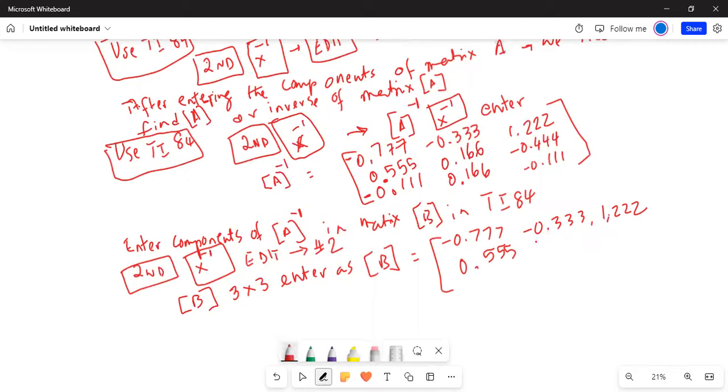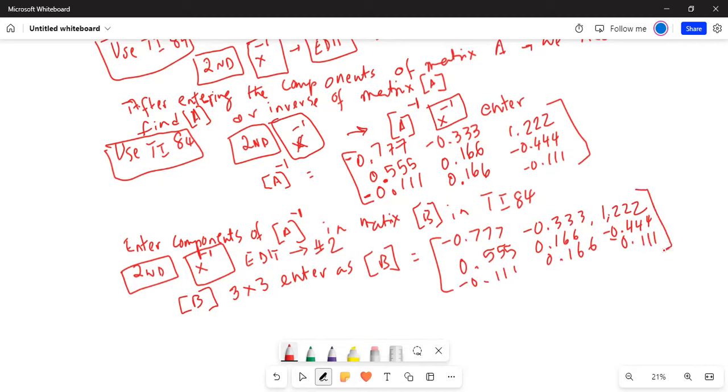So 0.166, and then minus 0.444, and then minus 0.111, 0.166, and minus 0.111. So these are the components of matrix B.